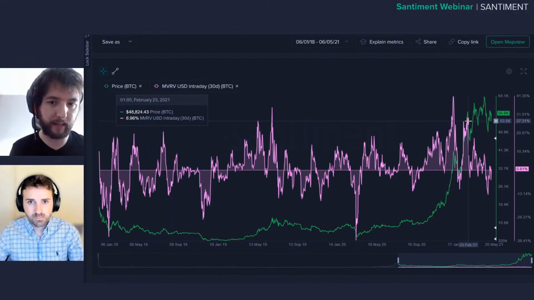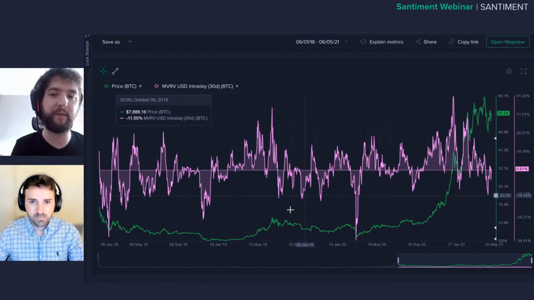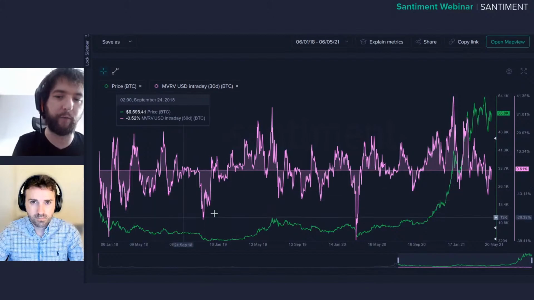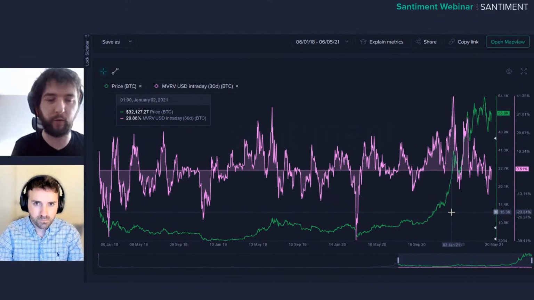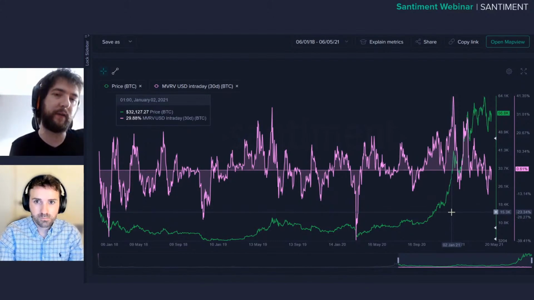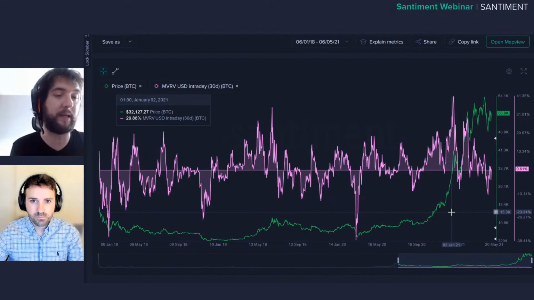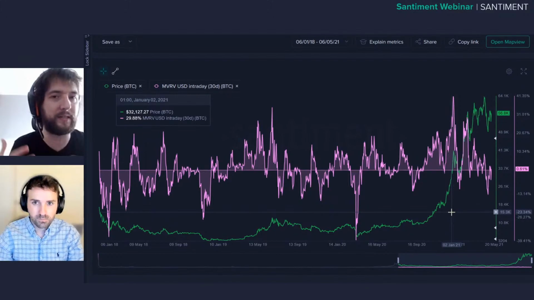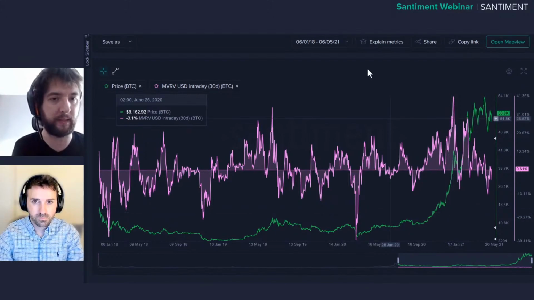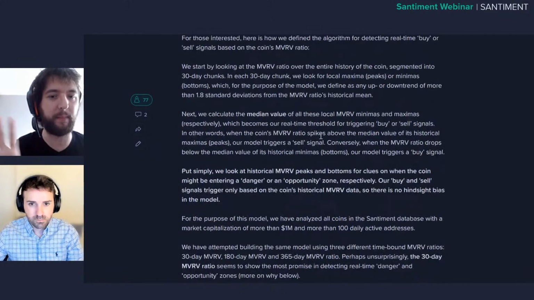On the other hand, we did the same thing for MVRV bottoms. We took the median value of all of these historical outliers, or bottoms, in terms of 30-day MVRV, and we found a particular number, which is the median value for MVRV bottoms. Anytime Bitcoin's MVRV hits that MVRV bottom, we trigger a buy signal, assuming that this is the opportunity zone for BTC. So that's essentially how the methodology works.